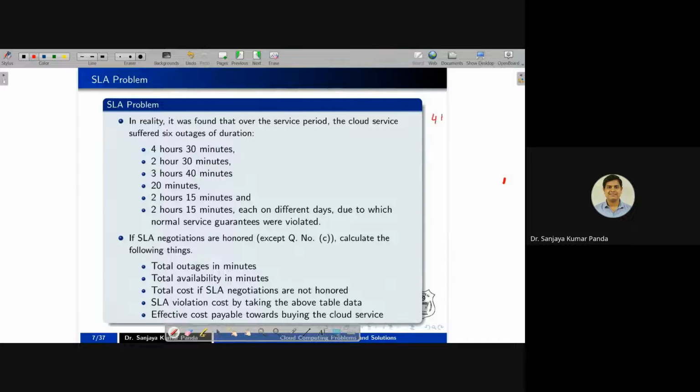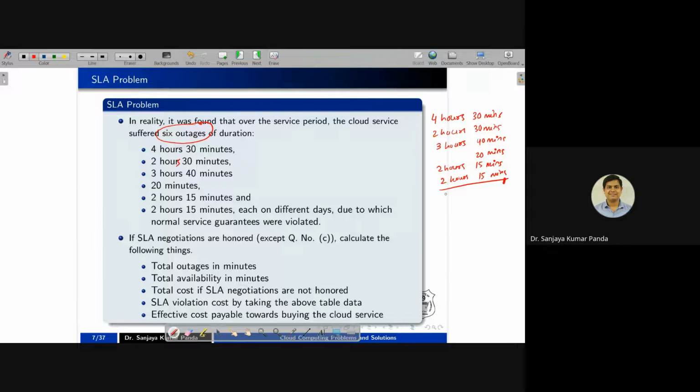So it is 4 hours 30 minutes. This is 2 hours 30 minutes. Then 3 hours 40 minutes. Next is 20 minutes. 2 hours 15 minutes. Another is again 2 hours 15 minutes. So total outage is 6 outages. So what is the value we will get here? 15 hours and 30 minutes.